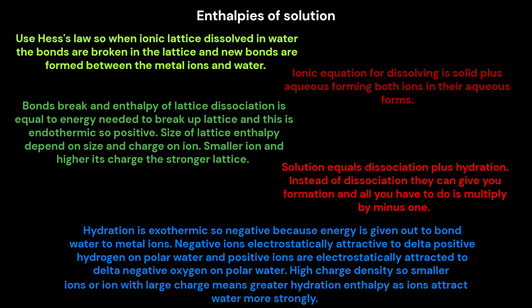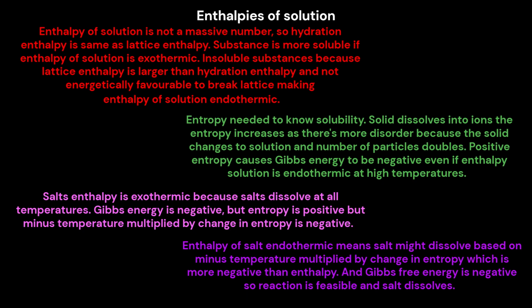Instead of dissociation, they can give you lattice formation, and all you have to do is multiply by -1. Hydration is exothermic, so negative, because energy is given out to bond water to the metal ions. Negative ions are electrostatically attracted to the delta positive hydrogen on polar water, and positive ions are electrostatically attracted to the delta negative oxygen on polar water. High charge density, so smaller ions or ions with a larger charge, means greater hydration enthalpy, as the ions attract water more strongly. Enthalpy of solution is not a massive number, because hydration enthalpy is similar to lattice enthalpy.